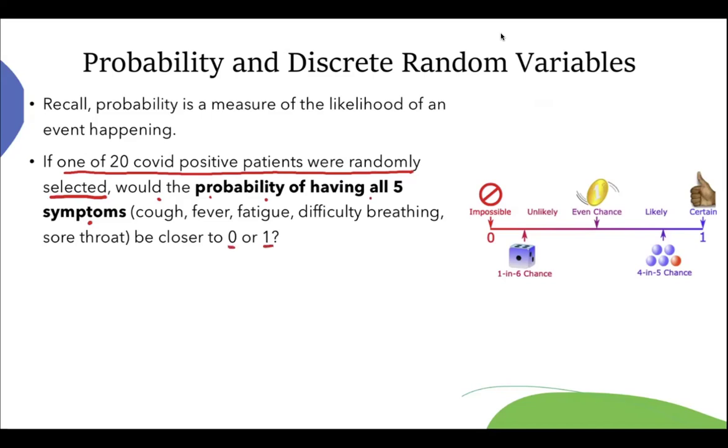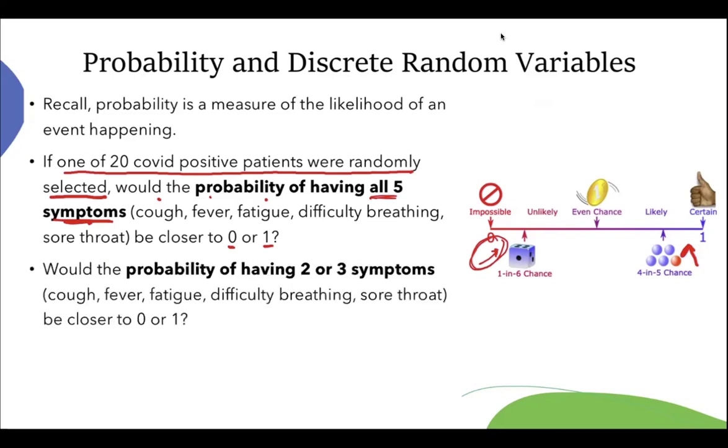So imagine you have a sample of 20 COVID positive patients and you randomly select a person from this group of 20. Do you think it would be very likely to have all 5 symptoms or not so likely? Would we be closer to here or closer to here? Most likely we would be closer to the side over here. It's less likely for a person to have every single symptom.